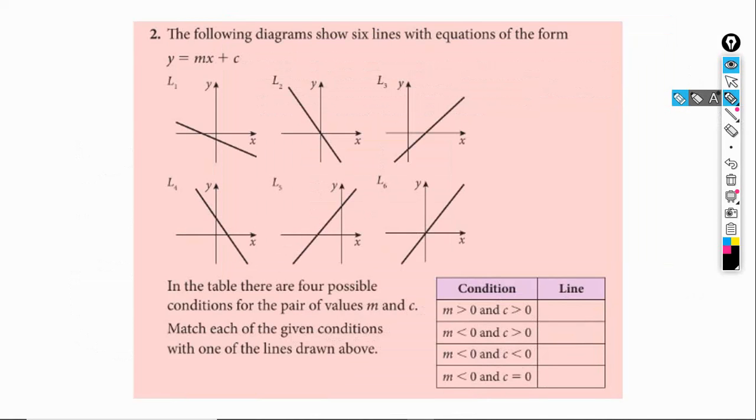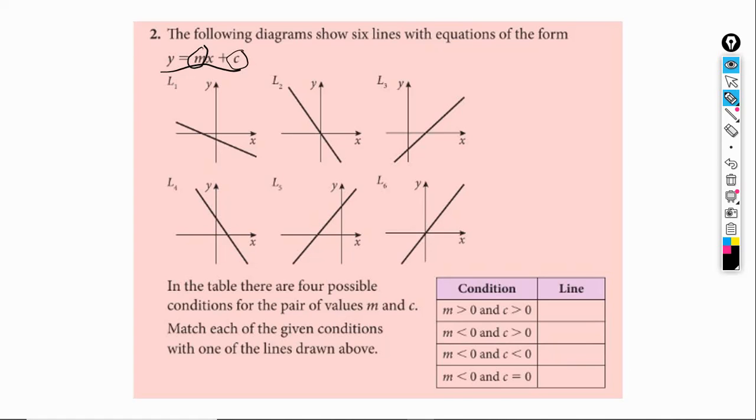Okay, so here we are ready to work on question number 2. It says the following diagrams show 6 lines with equations in the form y equals mx plus c. So notice that this is the equation of a linear function, where m is our slope and c is the y-intercept. In the table there are 4 possible conditions for the pair of values m and c. Match each of the given conditions with one of the lines drawn above.